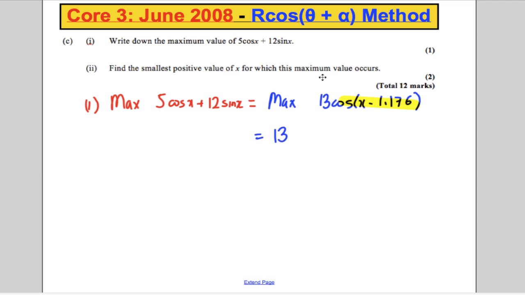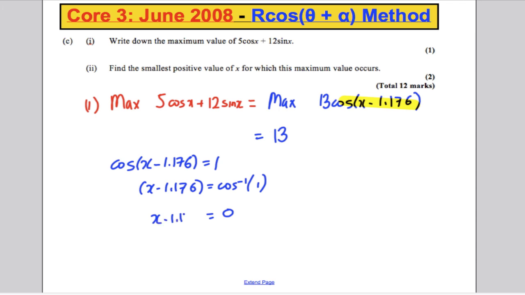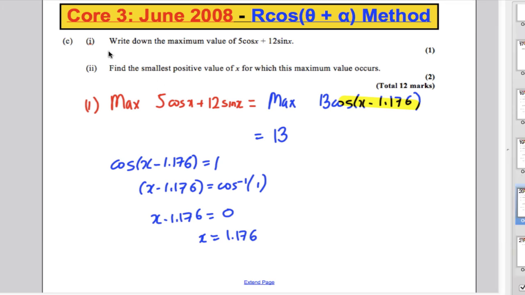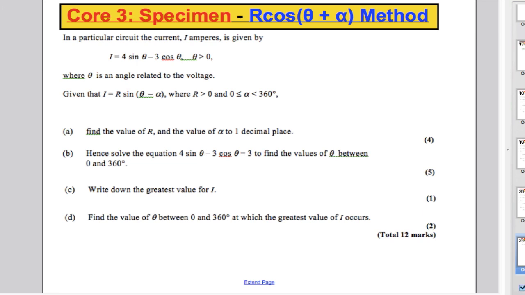Find the smallest possible value when this occurs. Well, this occurs when cos x subtract 1.176 takes the value 1. Inverse cos both sides, so inverse cos of 1. Keep the calculator in radians mode. The inverse cos of 1 is 0. So x subtract 1.176 is 0. So therefore x is 1.176, and that is the smallest answer that you can get. The next question, have a go at this.